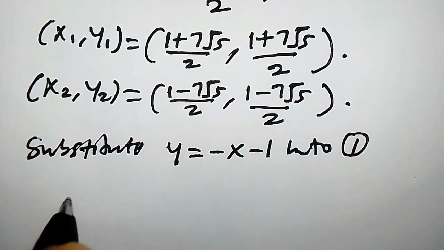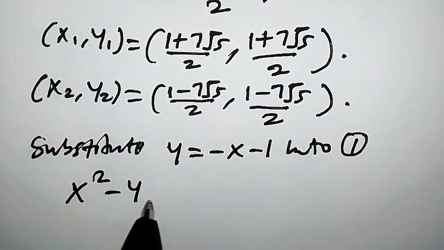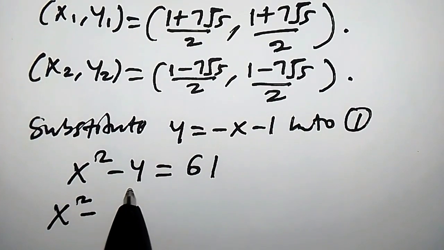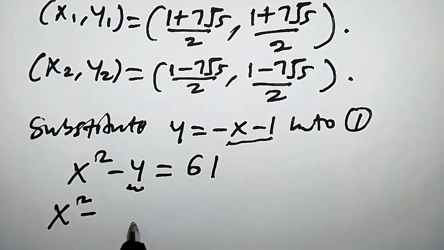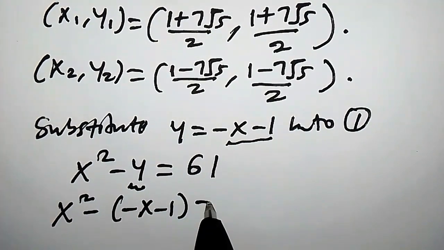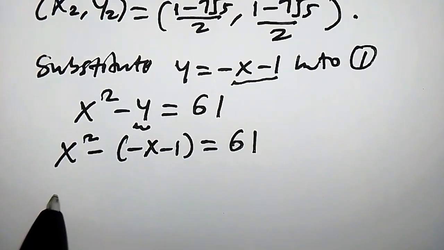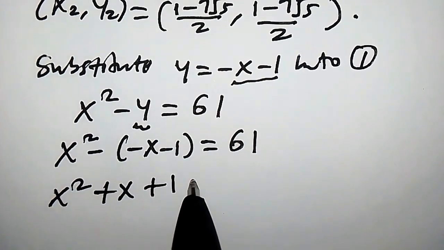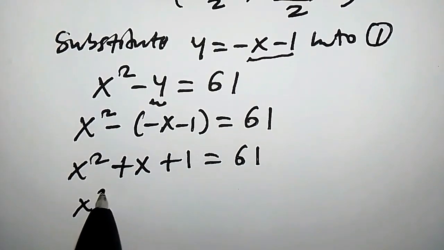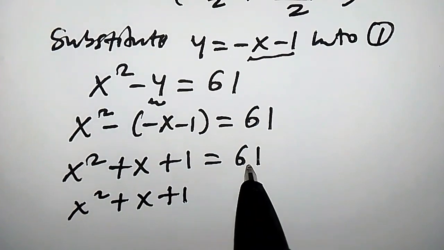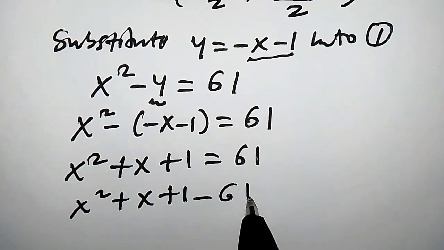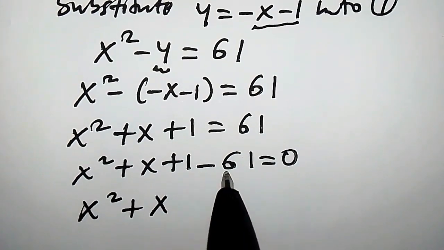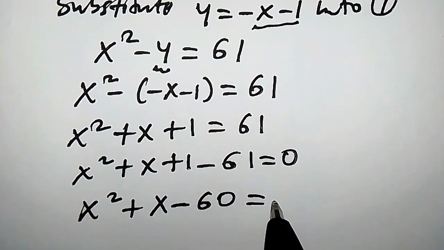What is equation 1? Equation 1 is s square minus y equal to 61. So, s square minus, we will now replace this particular y with minus x minus 1: minus x minus 1 equal to 61. So, s square minus times minus x, that is plus x, minus times minus 1, that is plus 1, equal to 61. S square plus x plus 1. When we transfer 61 to the left, we have minus 61 equal to 0. S square plus x plus 1 minus 61, that is negative 60, equal to 0.